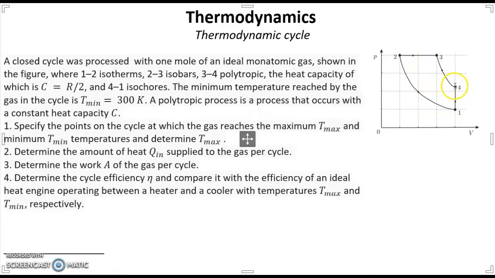Same thing here. Here we have an isochoric process. It means that here temperature is proportional to pressure. And in point 4, temperature is greater than in point 1.